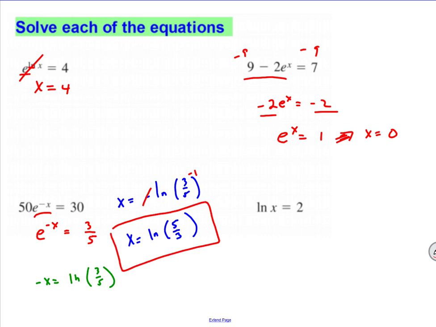All right, how do you undo an ln? Base of e, with the base of e. And that gives you x equals e squared, 2.71828.